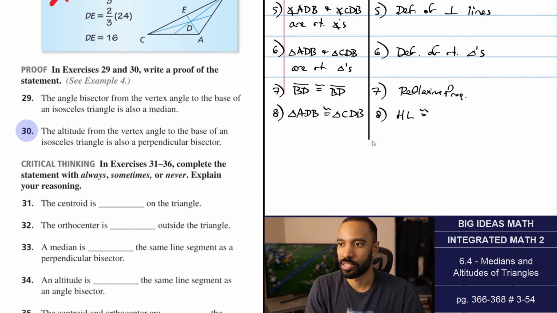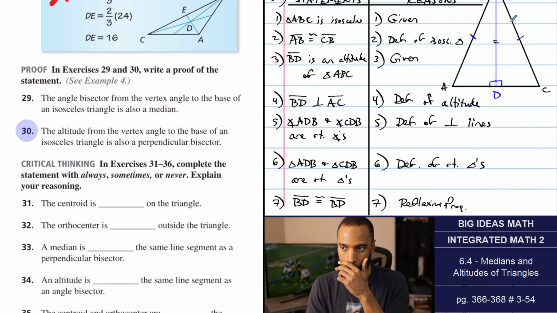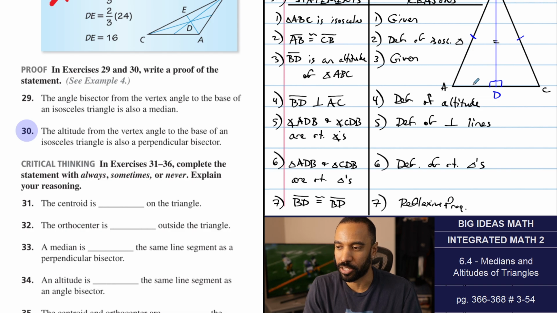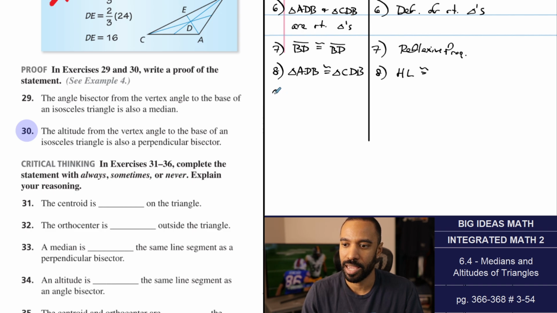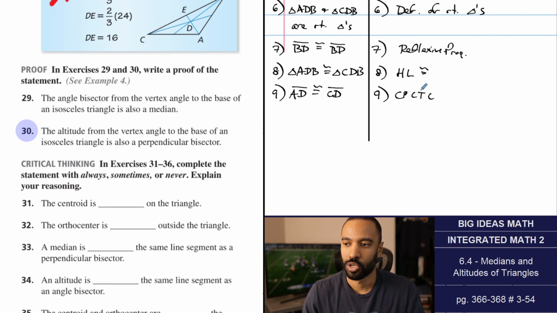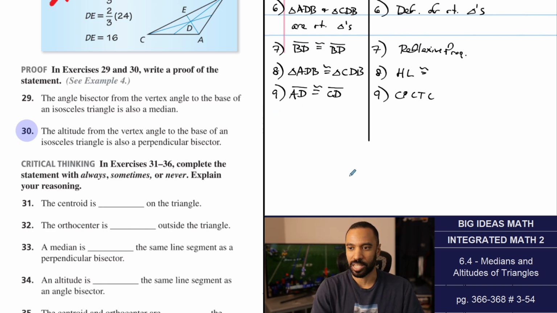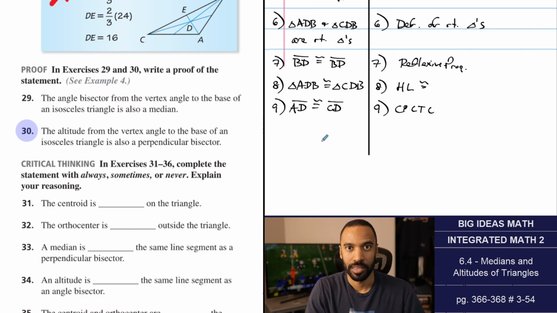Now we get to use kind of the same things as we said before. We're proving it's a perpendicular bisector. So we get to say now these two are congruent. Segment AD is congruent to segment CD by CPCTC. Congruent segments means that the segment bisects this thing.